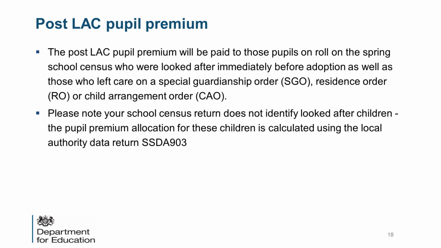The post-looked after pupil premium will be paid to those pupils on the spring school census who were previously looked after by an English or Welsh local authority immediately before leaving care under an adoption, a special guardianship order, residence order, or a child arrangement order. Pupils who were previously looked after by an authority in Northern Ireland, Scotland, or overseas should not be recorded as such on the school census return.